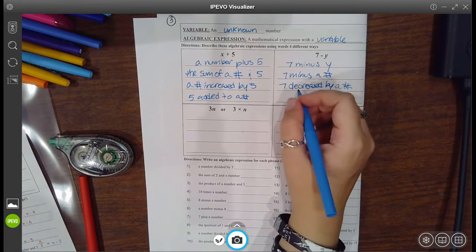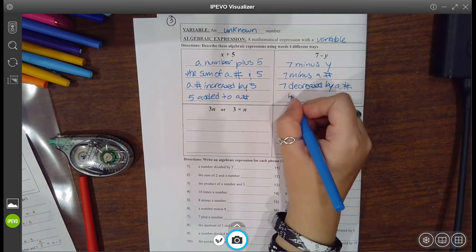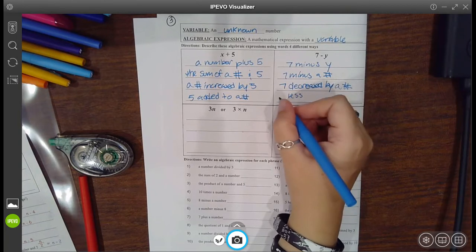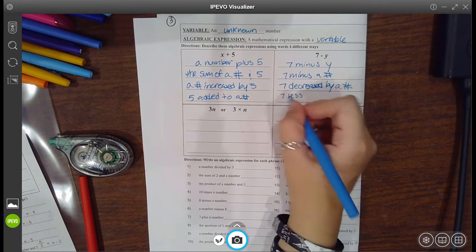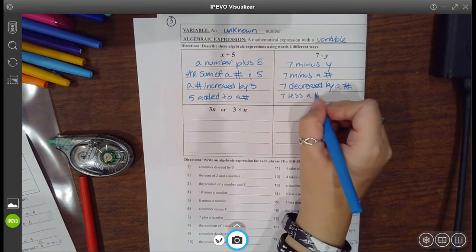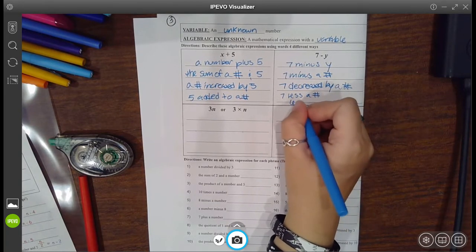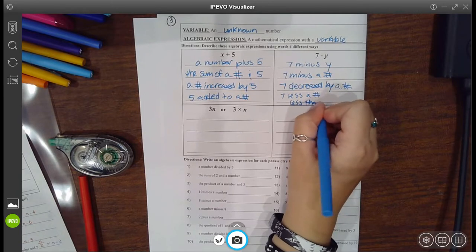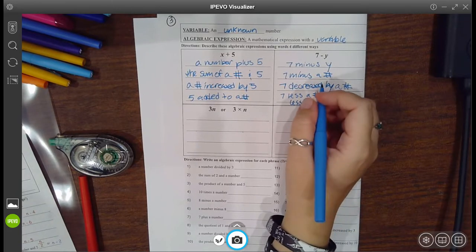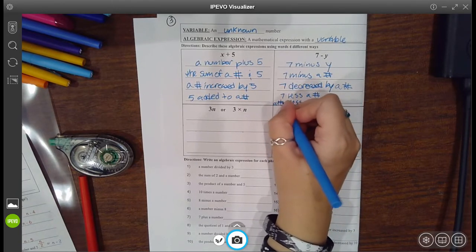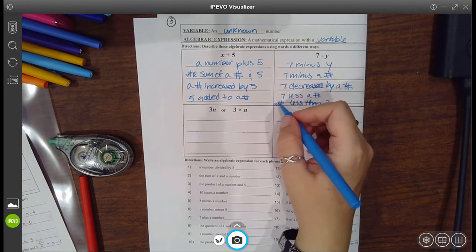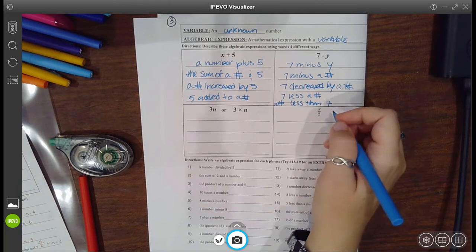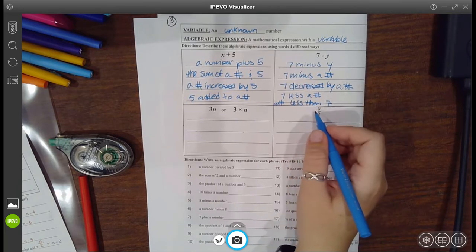What if I used less? Is it 7 less a number or a number less 7? It would be 7 less a number. But as soon as you say less than, that changes the order. So it would be a number less than 7. So that moves a number to the back, and it would be 7 minus y if I said less than.